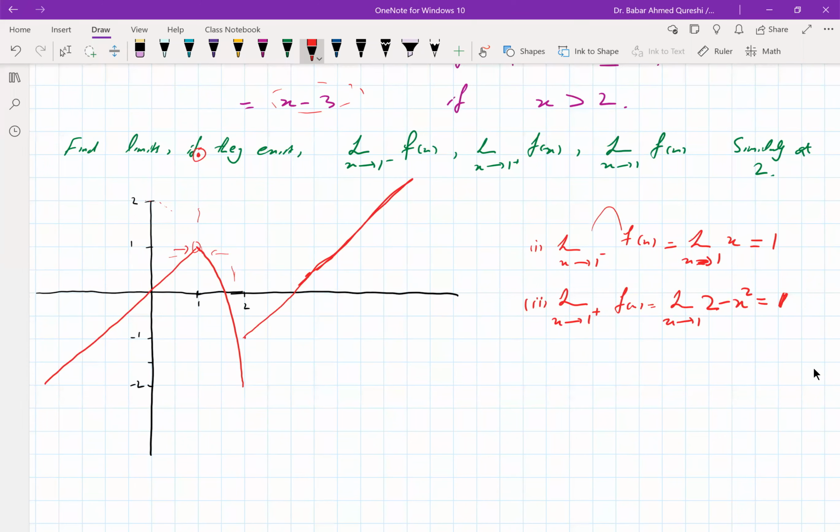So since the limit at 1 plus is equal to the limit at 1 minus is equal to 1, since they are equal, hence we can say that the limit of this function at x is equal to 1 is 1.